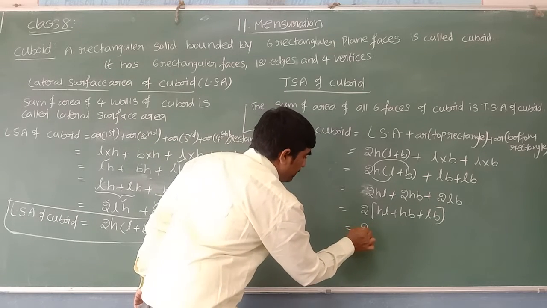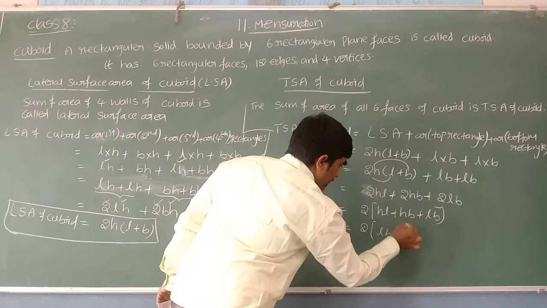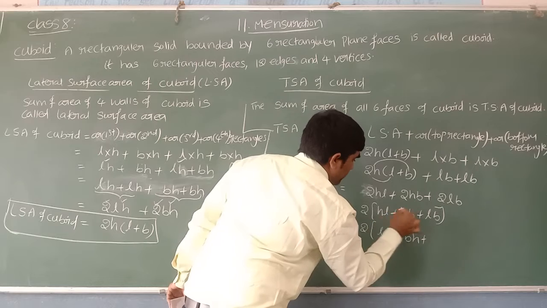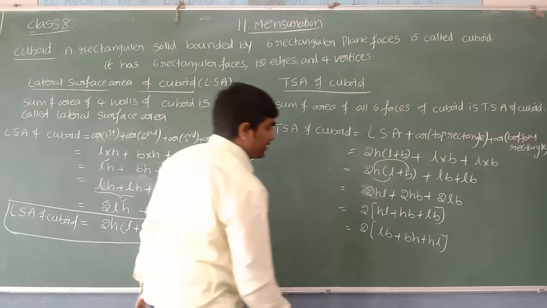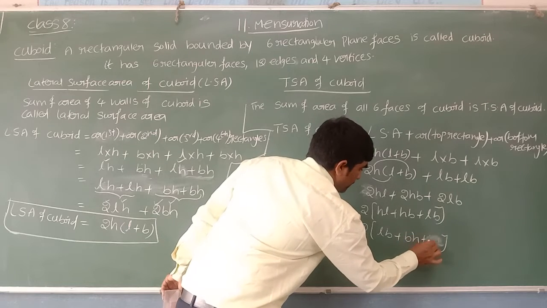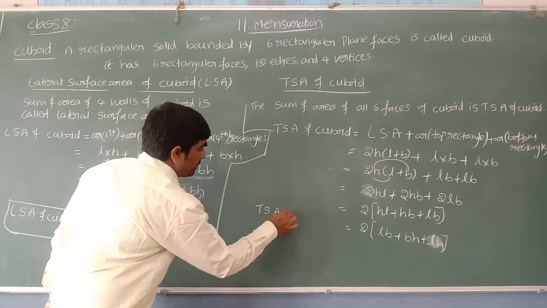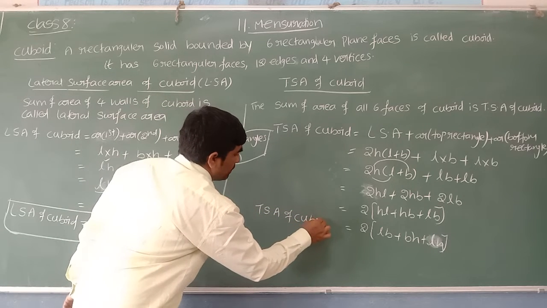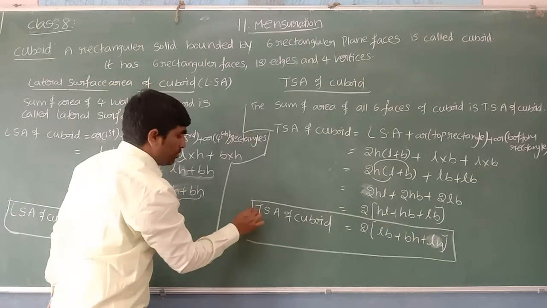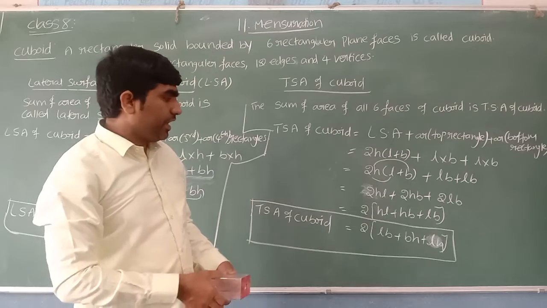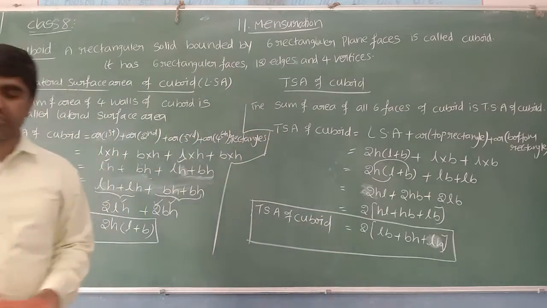In a more orderly way we can write it like this: 2 into LB plus BH plus HL, or BH plus HL, as you wish. Both are the same, only the order of multiplication differs. So this formula we can use to find the TSA, the total surface area, of a cuboid: 2 into LB plus BH plus HL. So this one is clear.